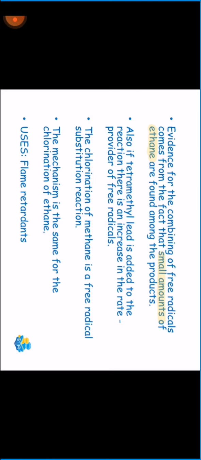Also, it's worth noting that if tetramethyl lead is added to the reaction, there is an increase in the rate. And this is because tetramethyl lead is a provider of free radicals. So we can say that the monochlorination of methane is a free radical substitution reaction. It is also a chain reaction, and it's important to know that the mechanism is the same for the chlorination of ethane. A final point to note is the uses of products of this reaction, and they can be used in flame retardants.